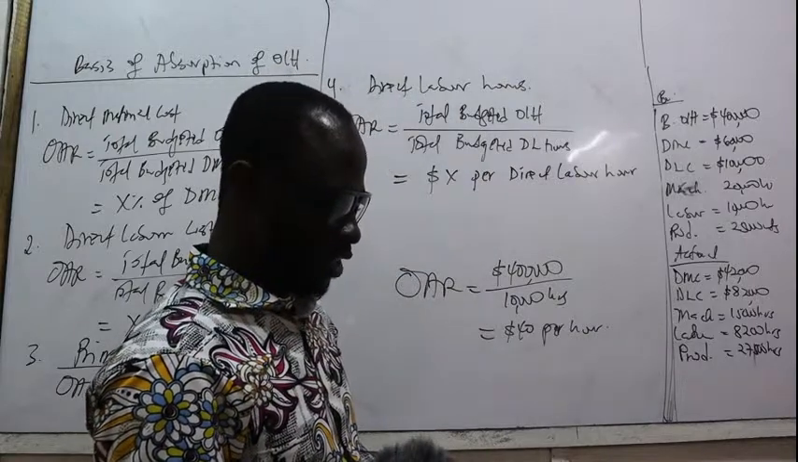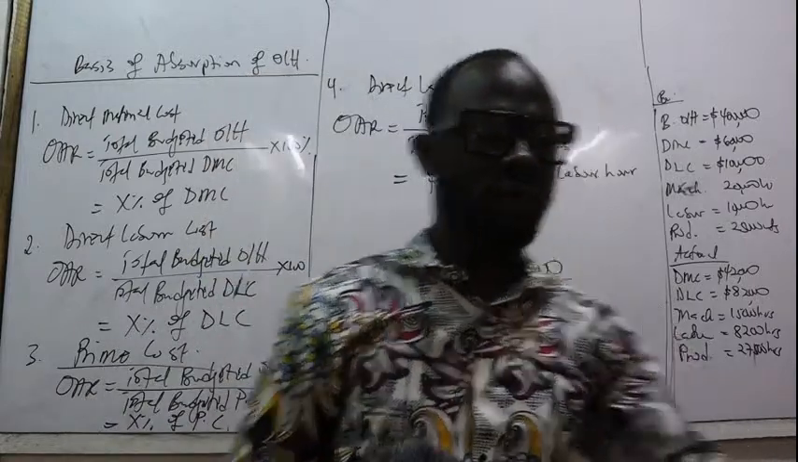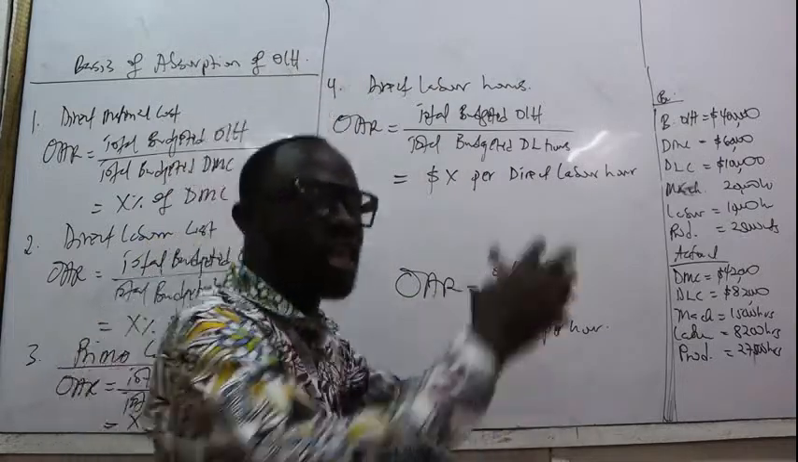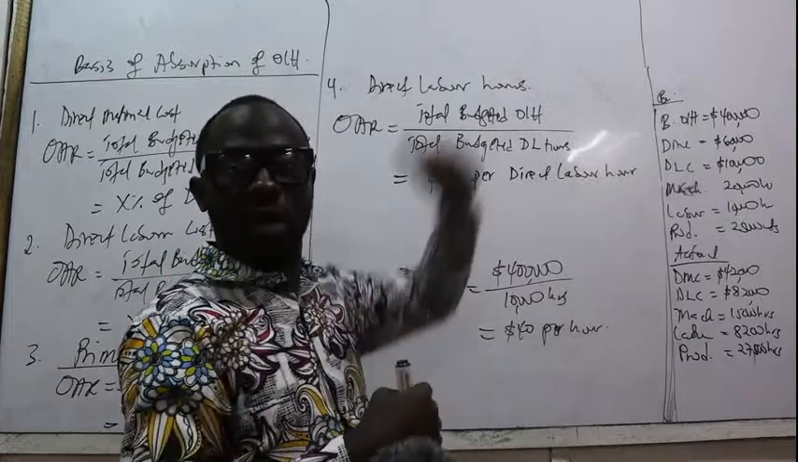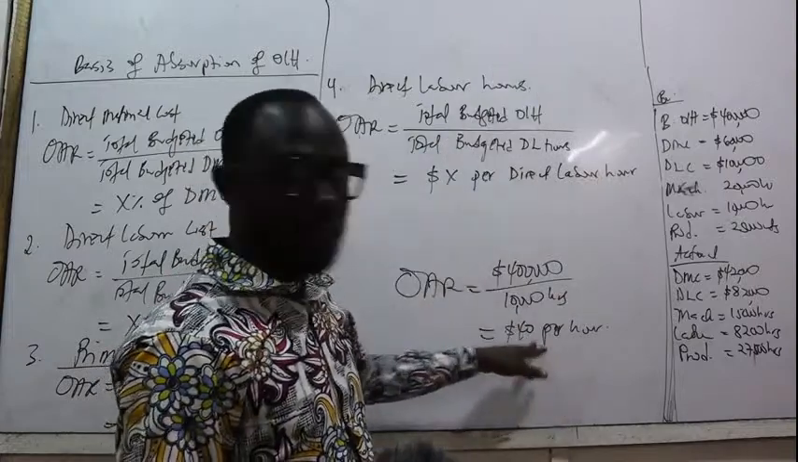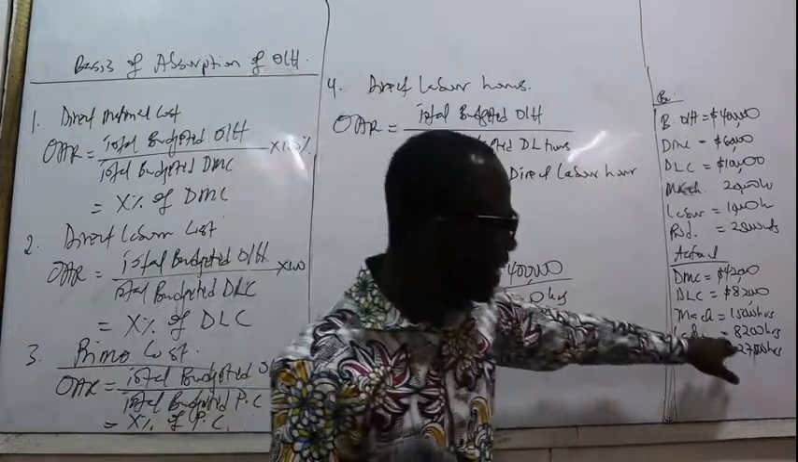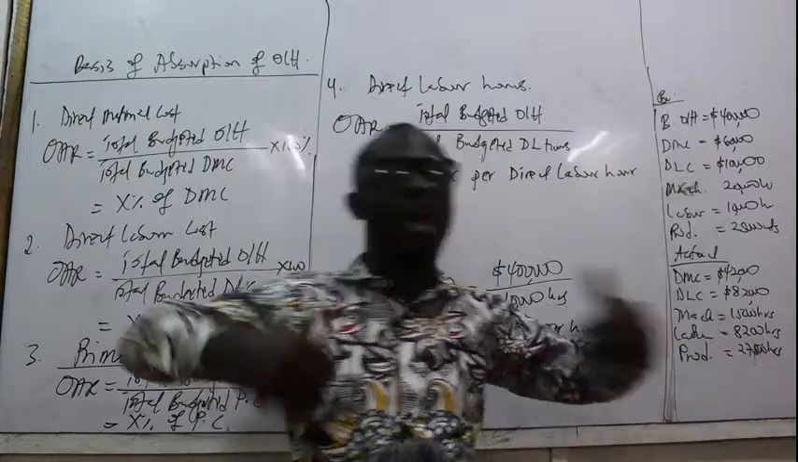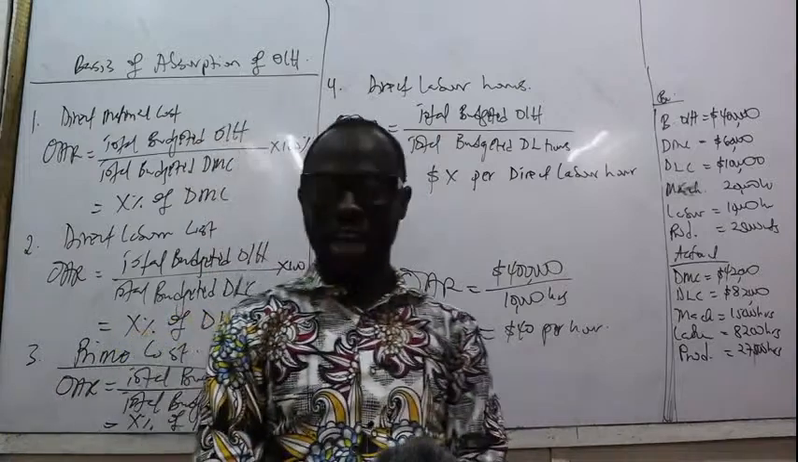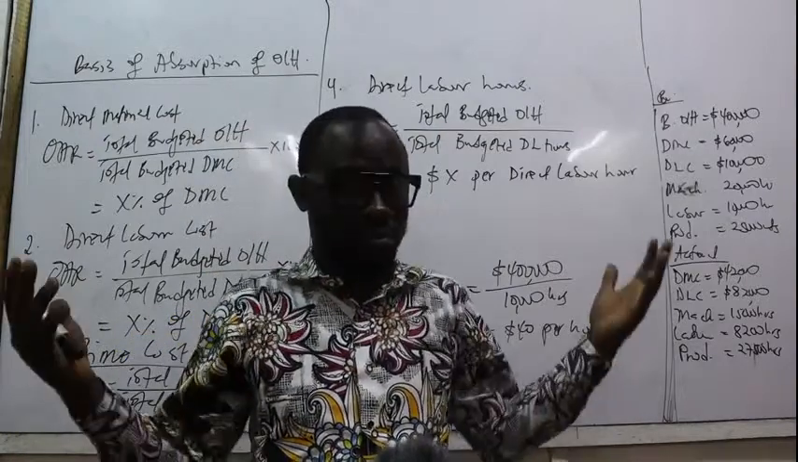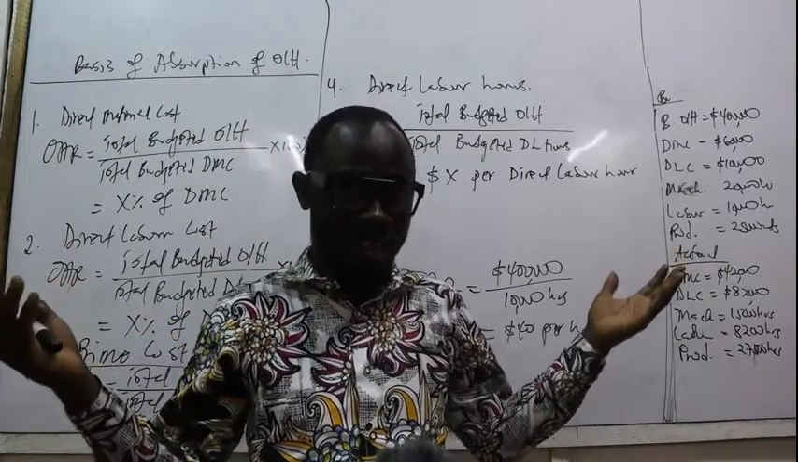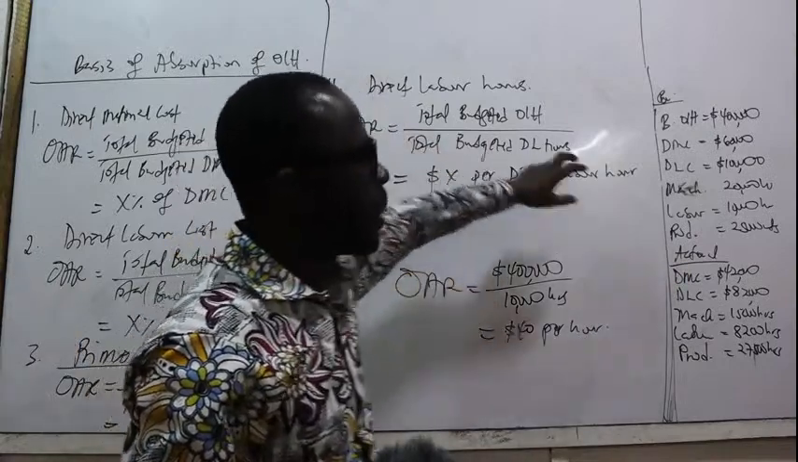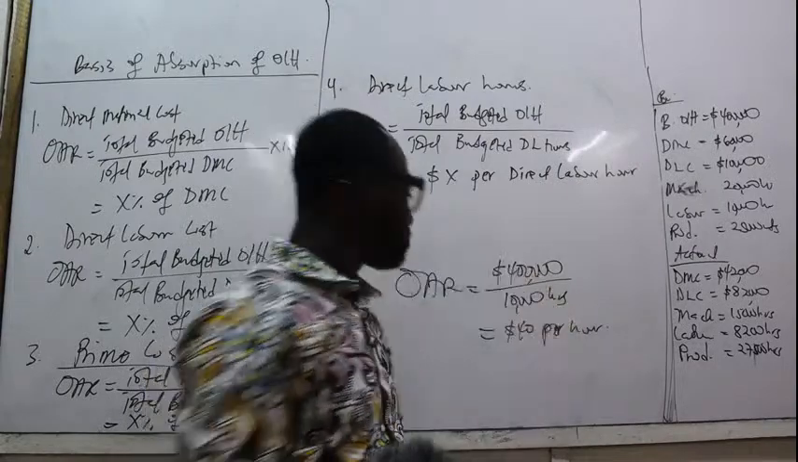400 over 10 is 40, yeah. $40 per hour. So once you get $40 per hour, if you want to determine the overheads that you are going to be absorbing on your cost sheet, you multiply this 40 by what? The actual labor hours, 8,200, and that will give you the overhead for that period. I hope you get it. Very simple, right? Straight to the point. So that is going to be X dollars per direct labor hour.